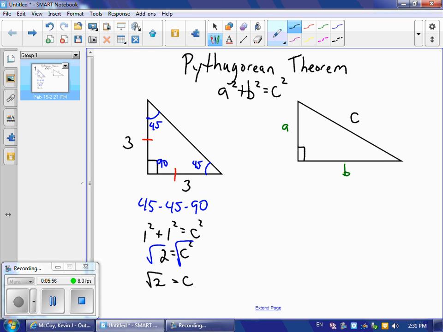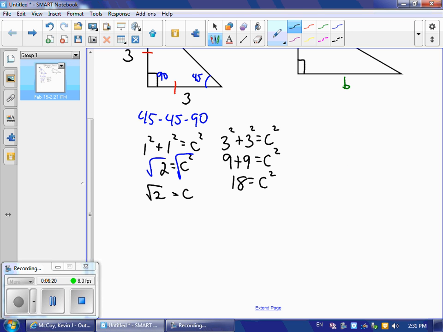So let's see what happens now if we plug that into the Pythagorean theorem. We're going to get 3 squared plus 3 squared equals c squared. Well, let's see what we get. That's 9 plus 9 equals c squared. 9 plus 9 is 18 equals c squared. We're then going to go ahead, let me extend this page just a little bit here, and take the square root on both sides.